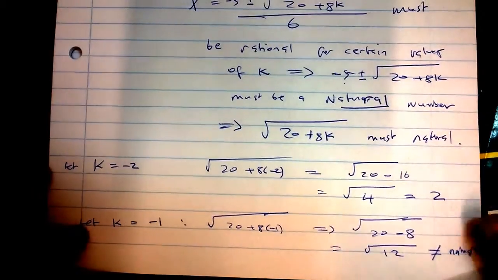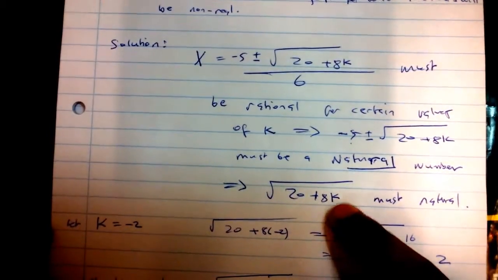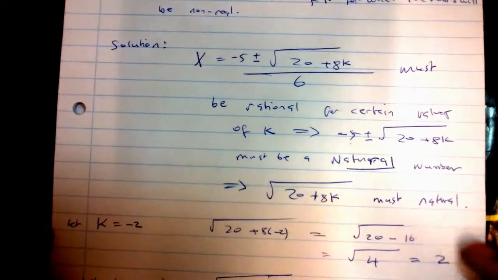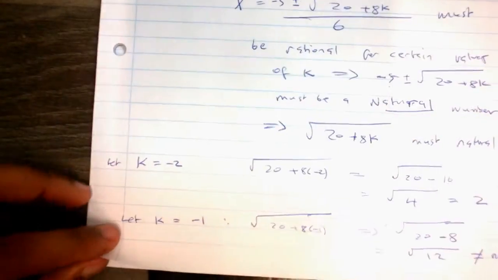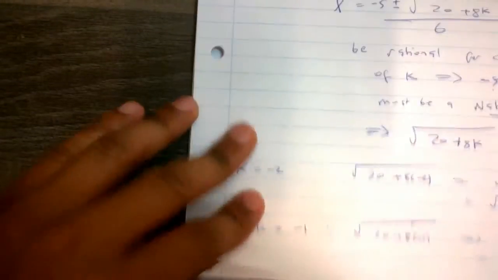So obviously if you plug in 0 here, what will happen? You'll have root of 20 and that won't work. And obviously k equals 1 also won't work. So let's plug in 2 and see what happens.